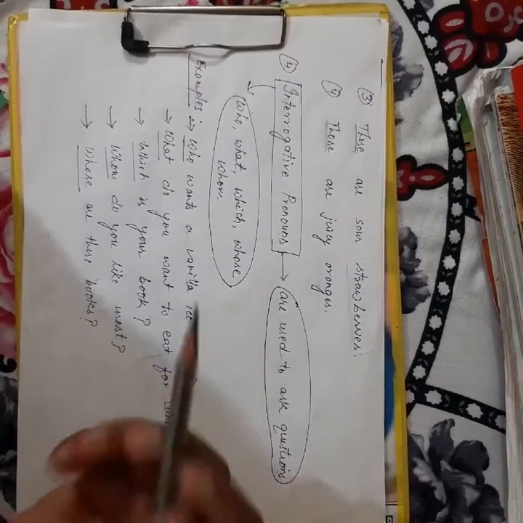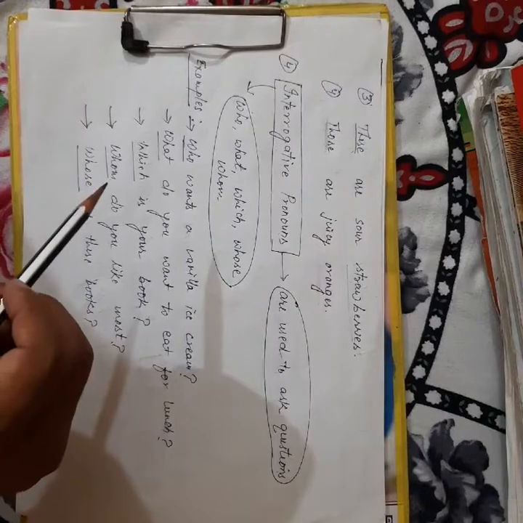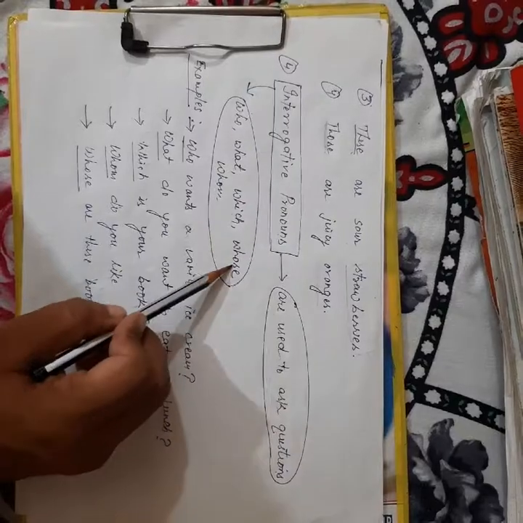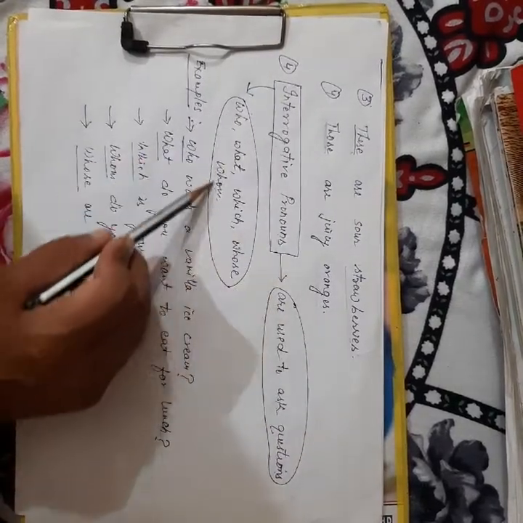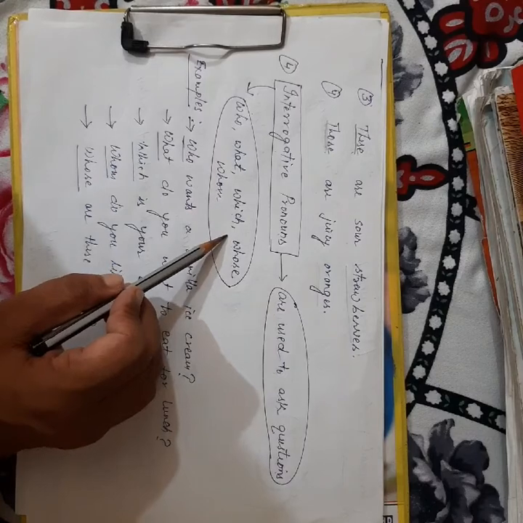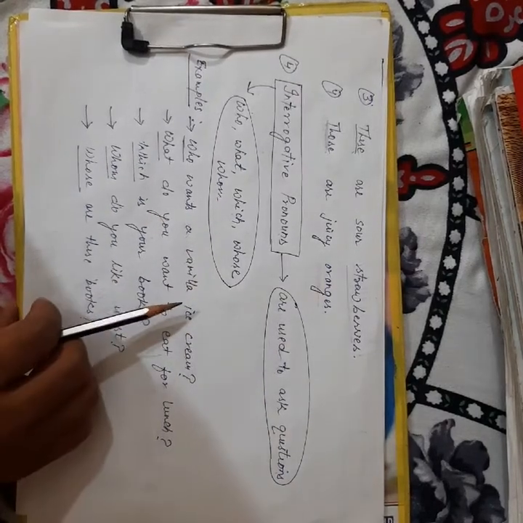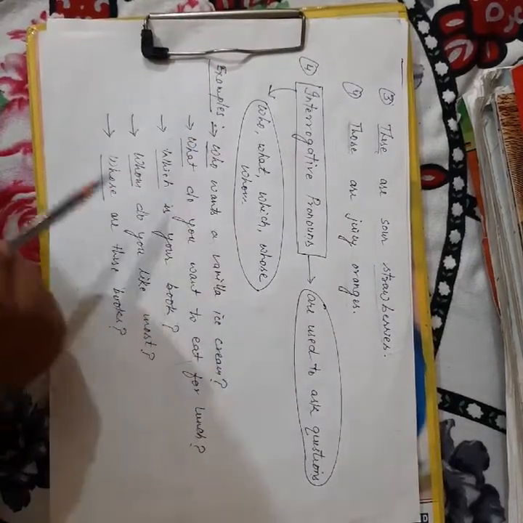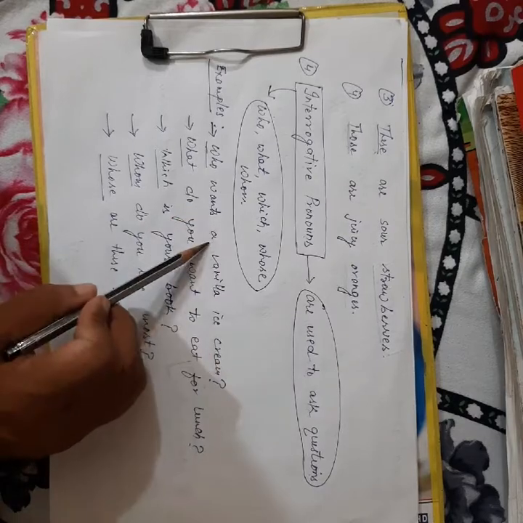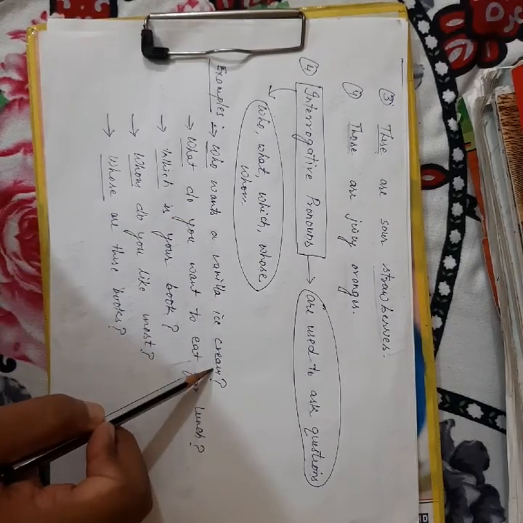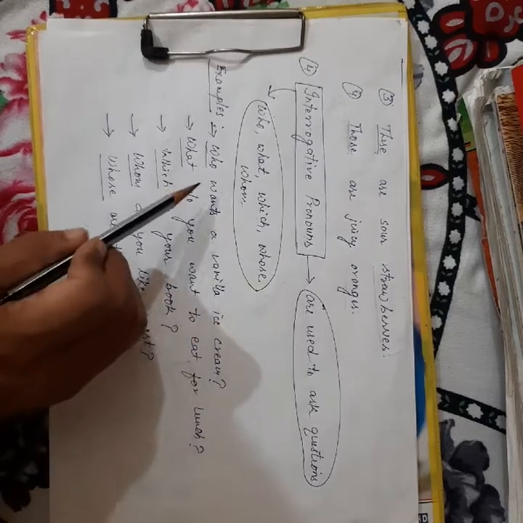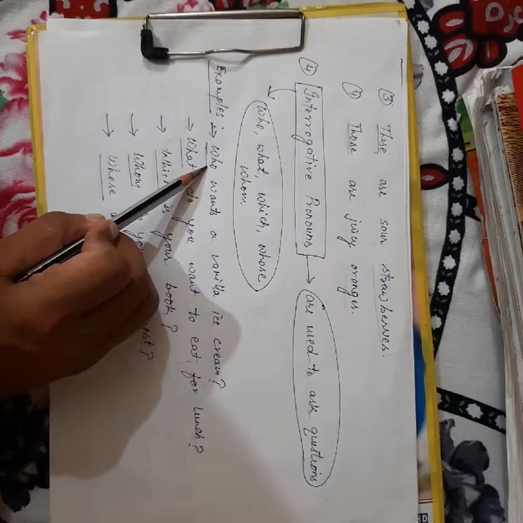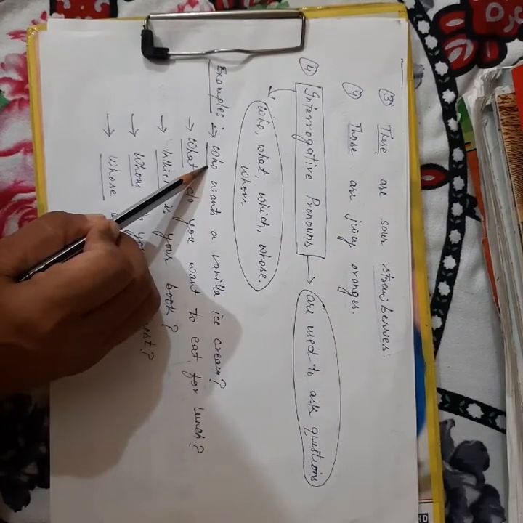Okay, so what are the words which are your interrogative pronouns? You can see here: who, what, which, whose, and whom. So these words are your interrogative pronouns. Okay, now we will understand with some examples. So first example is: who wants a vanilla ice cream? So here, who is used here as an interrogative pronoun because it is here asking a question.